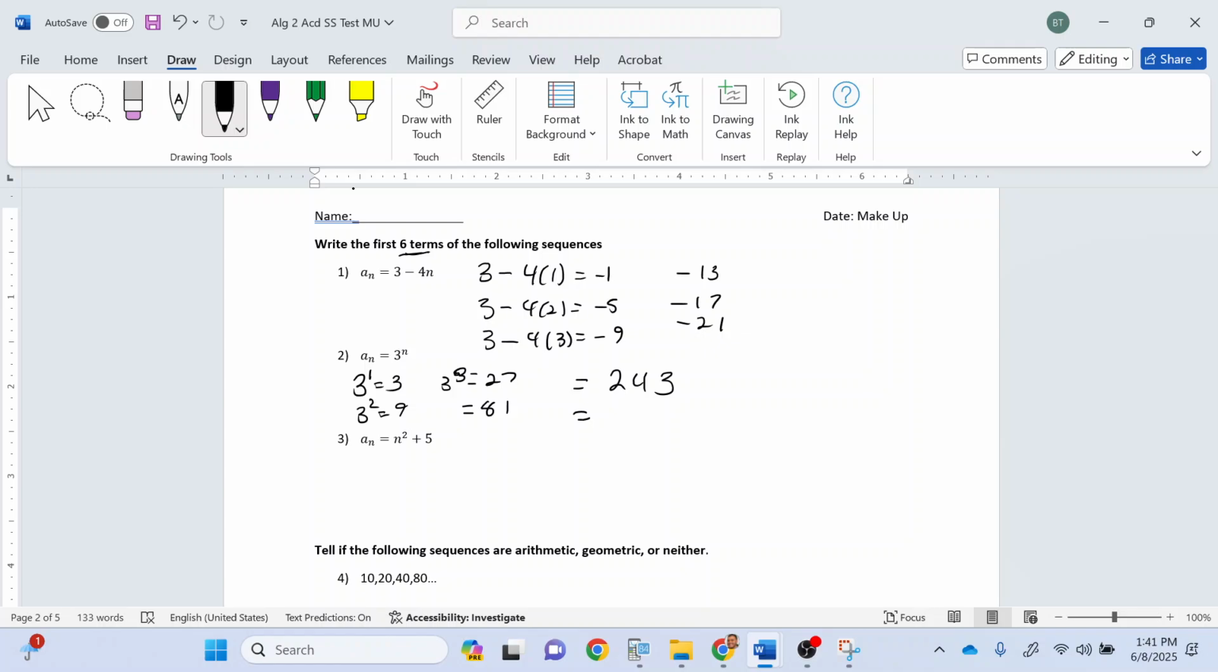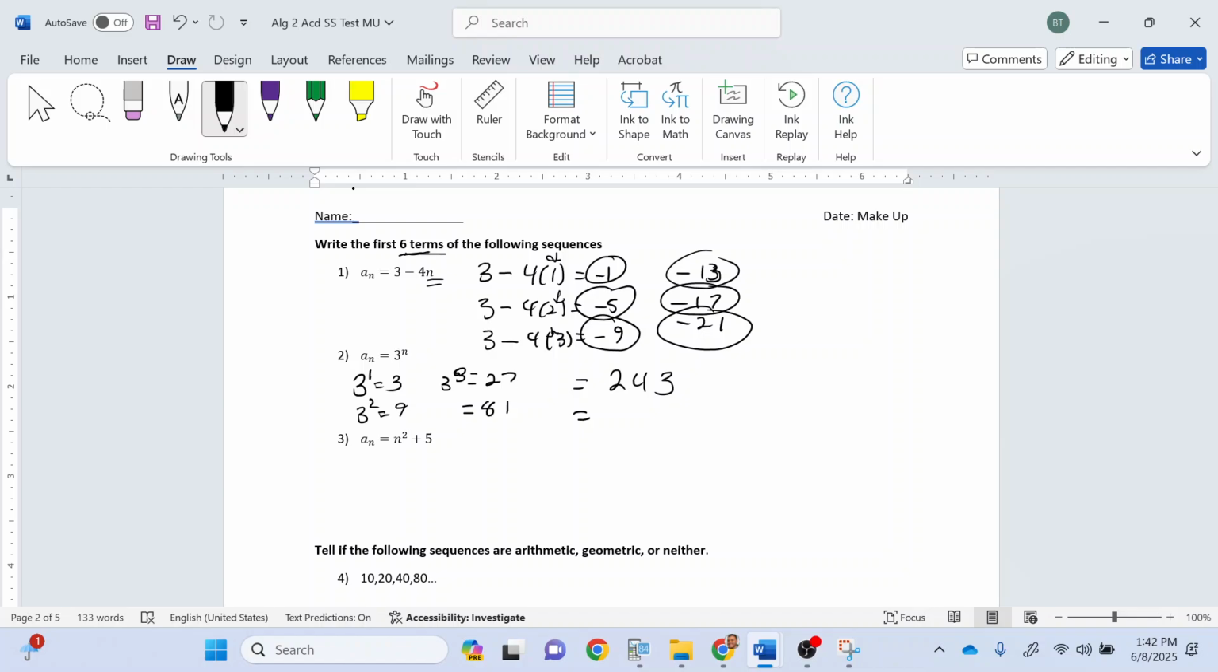Anyway, first thing you do when you put in the first six terms, you plug in one, you plug in two, you plug in three. Guess what? You plug in four, plug in five, plug in six. In this scenario, though, if you notice the pattern, -1, -5, -9, use that to your advantage. I'm going down by four, so -13, -17, -21.